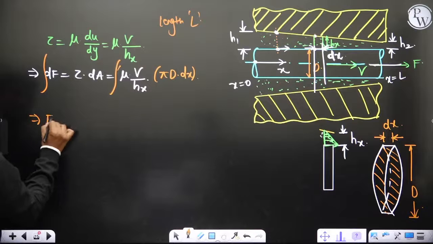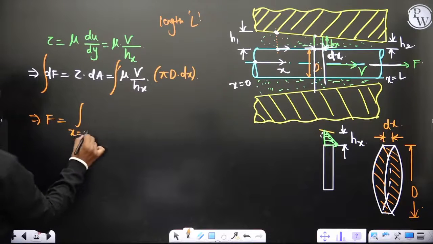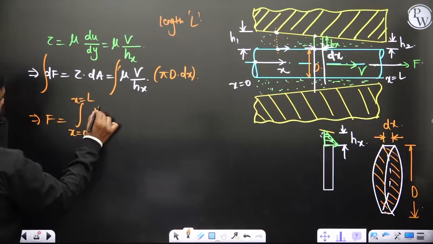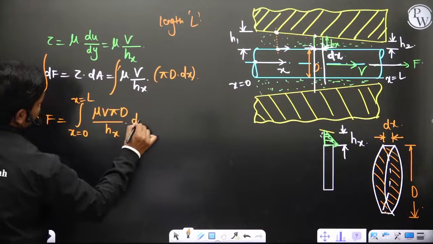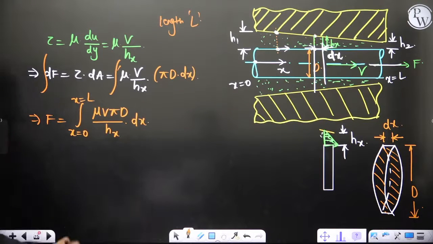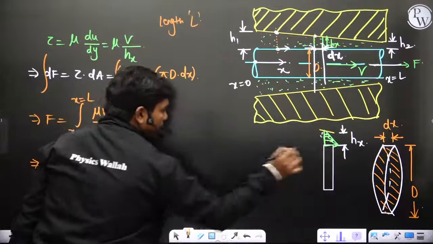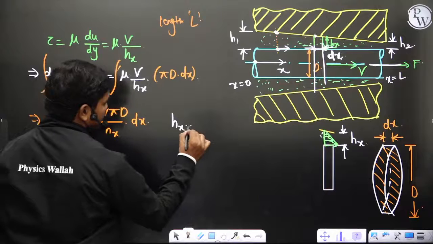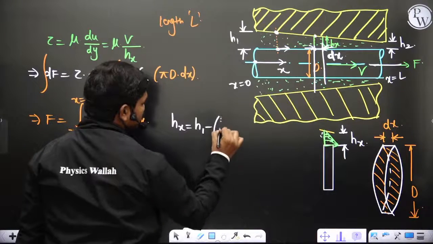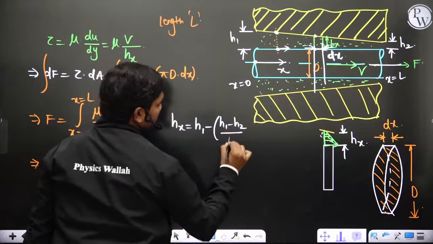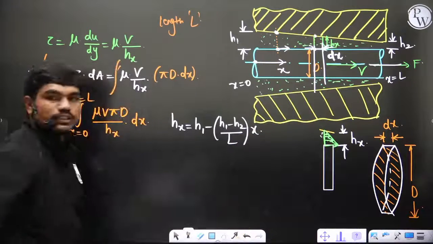So therefore F is equal to the integral from x equal to 0 to x equal to L of mu V pi d by hx into dx. Now you can understand how to write this hx. Hx, the height at any section, will be h1 minus something into x. So this is what you have.